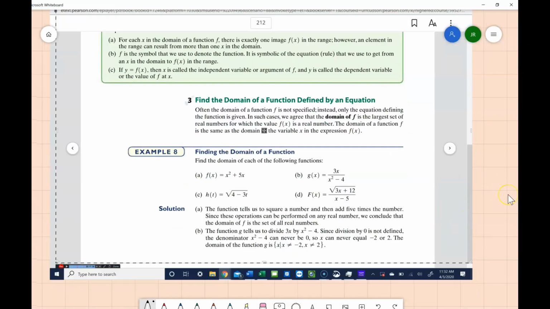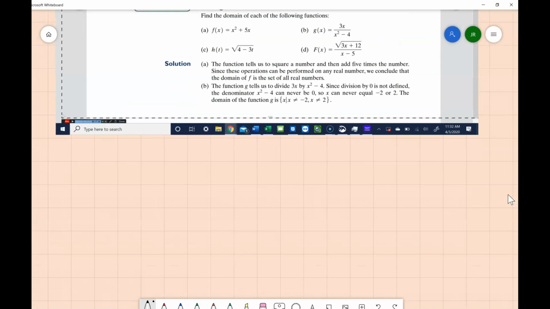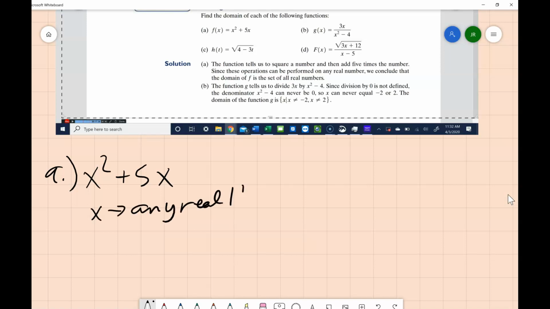All right, so how do we find the domain on these four functions here? So part A, the question is, what real numbers can we put in for x that result in a real number? What if I put in 1 billion? I'm going to get a real number. What if I put in -1 billion? I'm going to get a real number. What if I put in 0? I'm still going to get a real number. No matter what I put in for x, I always get a real number. So that means x is any real number.